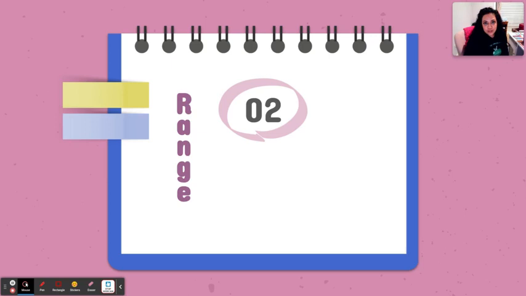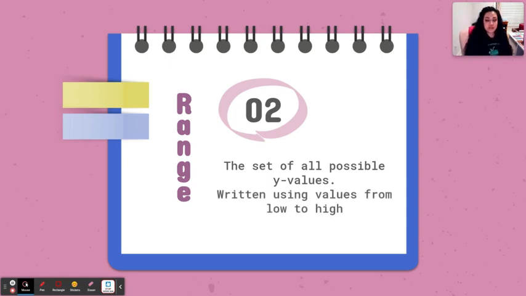All right, the next topic we're going to look at is range. It is going to be the same thing that we just did for domain, except instead of looking at your x values, you are now looking at the possible set of y values. And y goes up and down. So it's written using values from your low point to your high point. So we go from low to high.